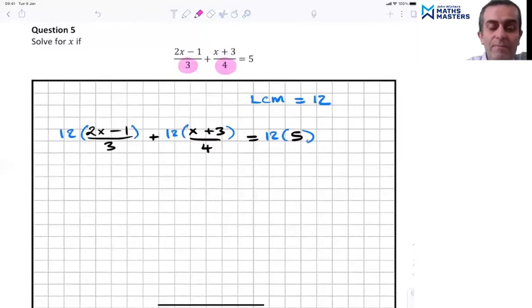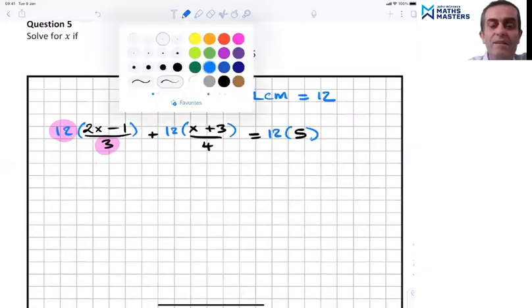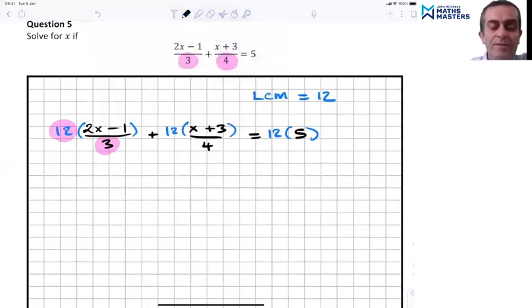So one at a time, we have 12 and 3. We have a 12 on top and a 3 on the bottom. Now 12 divided by 3 is 4. So what we're doing here is we're simplifying down. So now we have 4 multiplied by 2x minus 1.